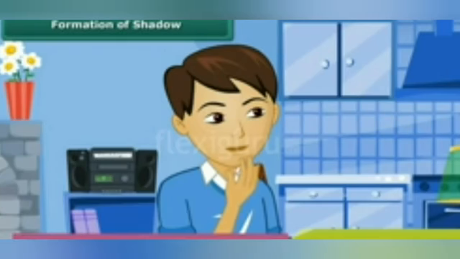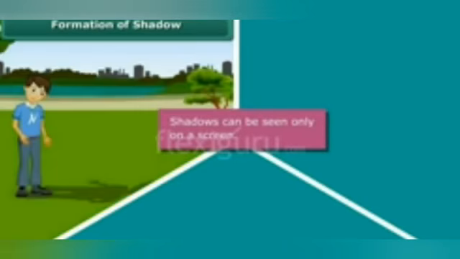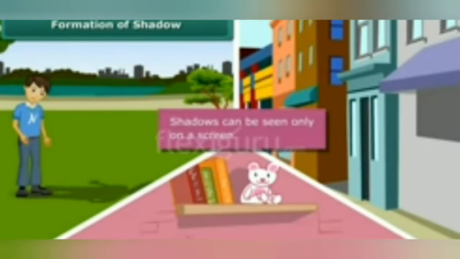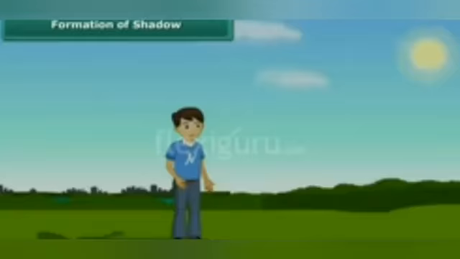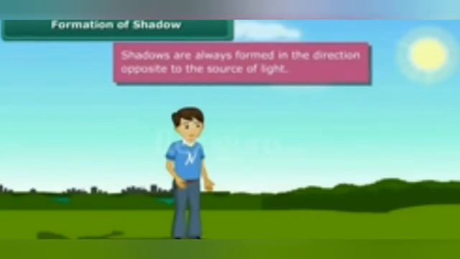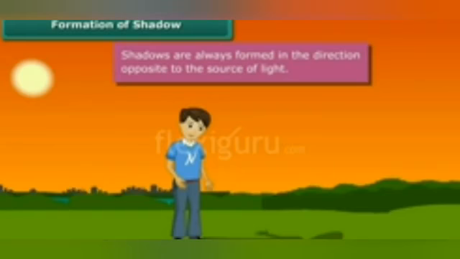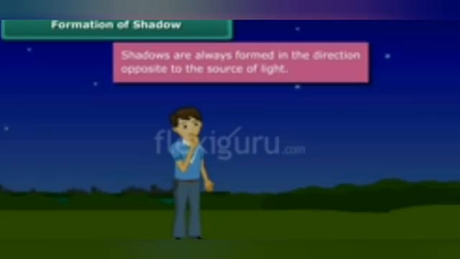Shadows are formed when an opaque object is placed across the path of light. Shadows can be seen only on a screen. The ground, walls of a room, buildings, and other such surfaces act as screens for shadows. Shadows are always formed in the direction opposite to the source of light. In the morning, since you were facing the sun, the shadow was behind you. In the evening, the sun was behind you, causing the shadow to be formed in front of you. When the sun sets, there was no shadow.